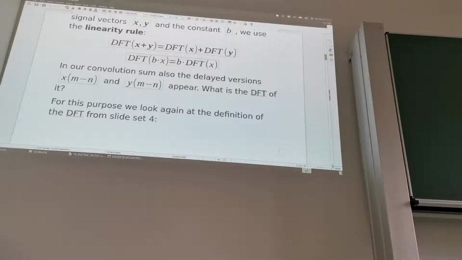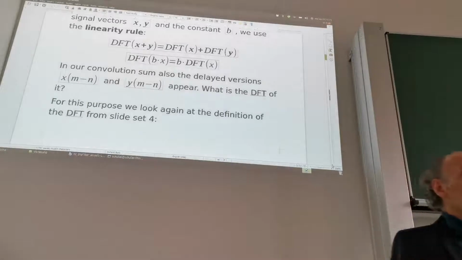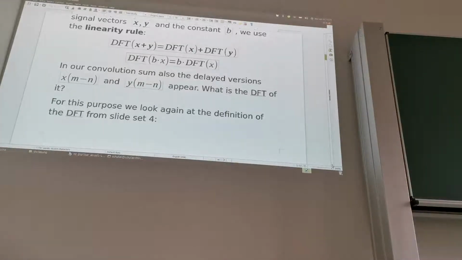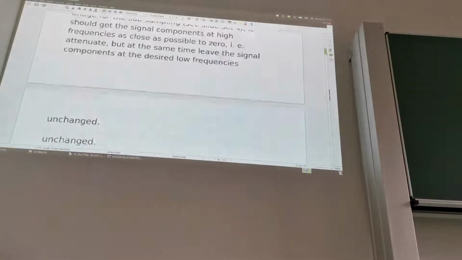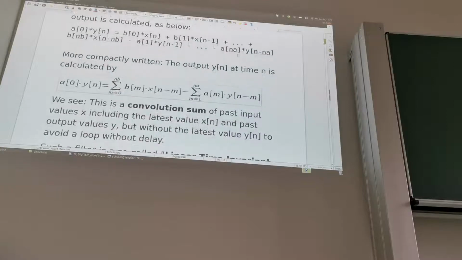In our convolution sum, also the delayed versions appear, right? The convolution sum has the terms x of n minus m and y of n minus m. So when we look back at our convolution sum that we saw here, you can see x of n minus m, and here y of n minus m, where m was the sum index. So we have shifted versions, shifted by m samples.